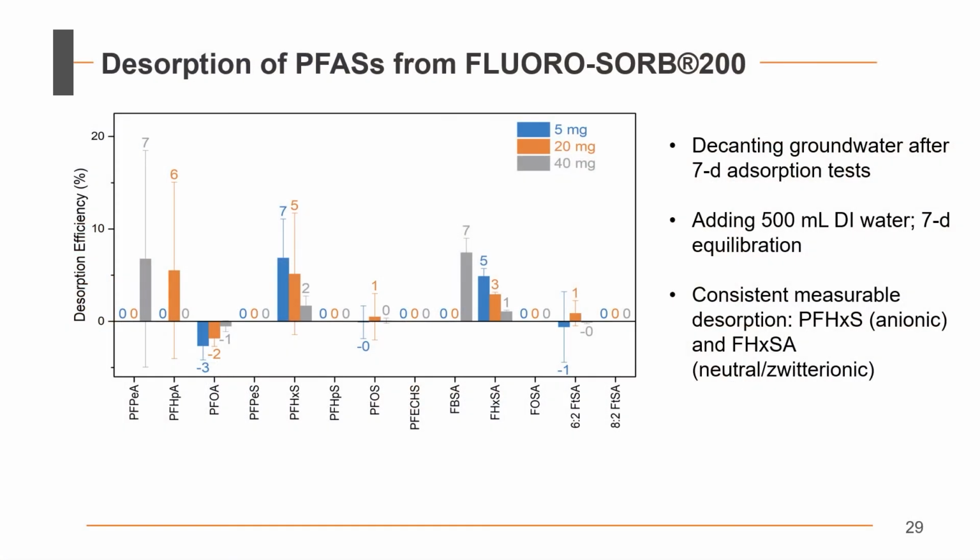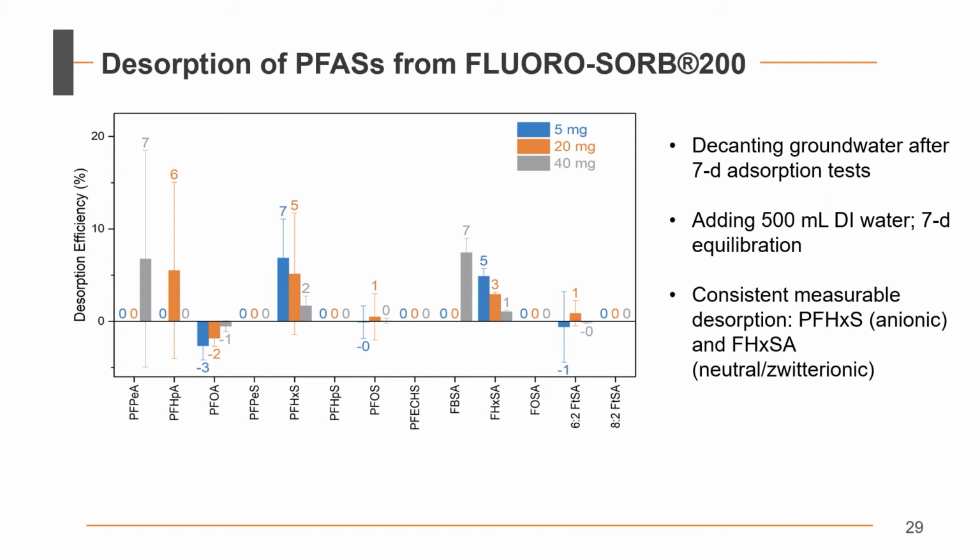All right, so one thing we did, after we did the sorption test and removed PFAS from the water, is we also wanted to see if the sorption was reversible. So after the test, we removed all the groundwater. We added in an equal volume of deionized water to see if anything would leach back.